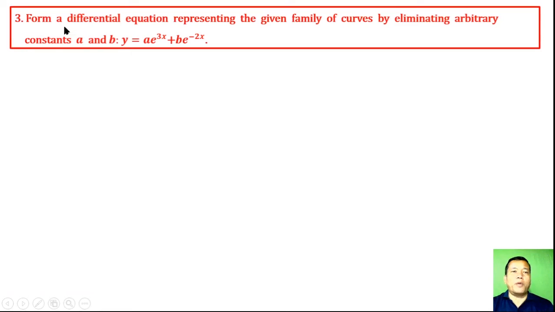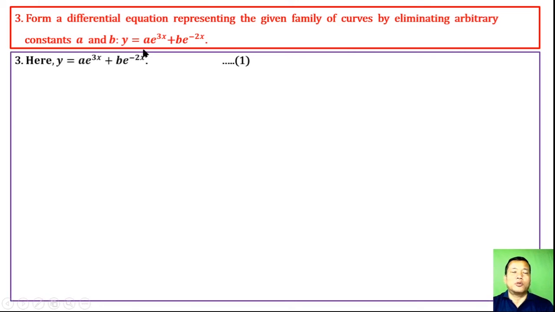Question 3. Form a differential equation representing the given family of curves by eliminating arbitrary constants a and b. The function is y equals a e to the power 3x plus b e to the power minus 2x, which contains two arbitrary constants, a and b. We have to differentiate the given function twice.